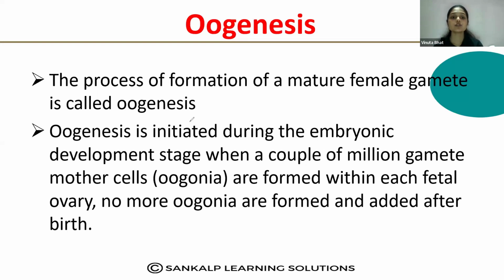Millions of gamete mother cells, oogonial cells, are formed within the fetal ovary, and no more oogonial cells are formed or added after birth. All the oogonial cells are formed before the birth of the female baby. So no more oogonia are added after birth.